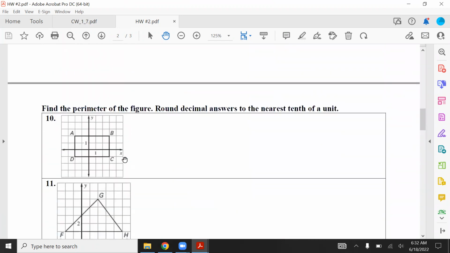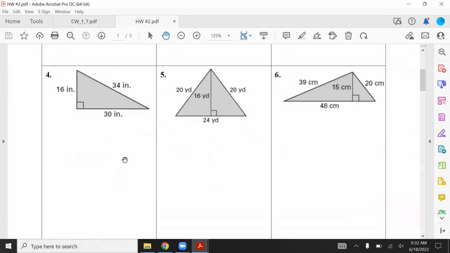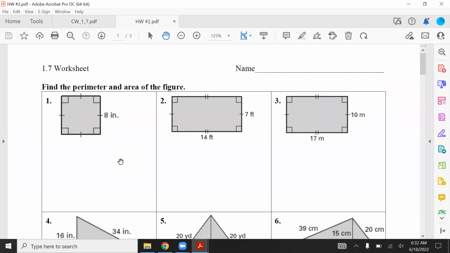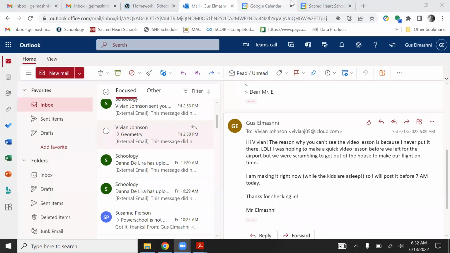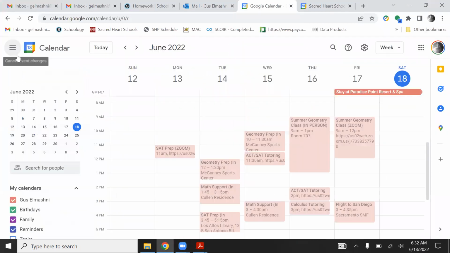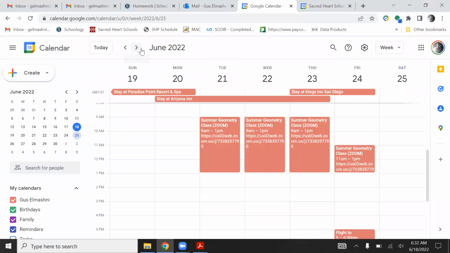So we'll go over the evens in class on Tuesday. Remember, class on Tuesday is on Zoom. If I just show you the schedule here. You can see I'm a pretty busy guy. I got a lot of appointments here, but obviously, we're on vacation. You can see my vacation places we're staying at. We're staying at some pretty nice places here.